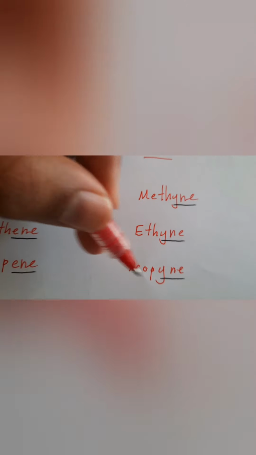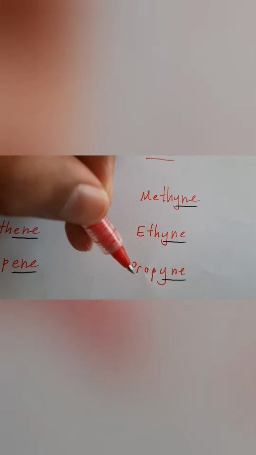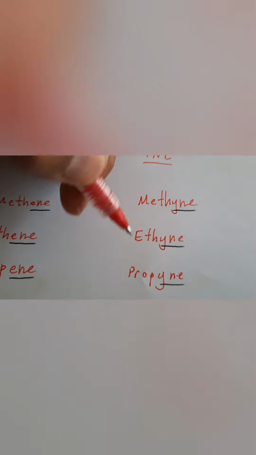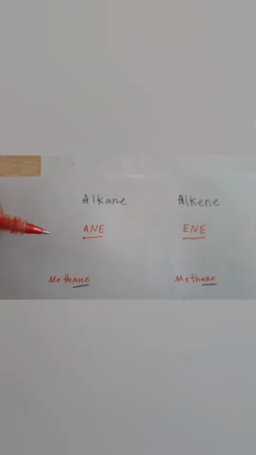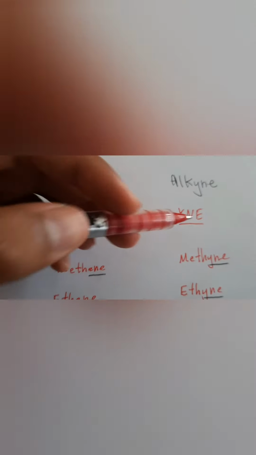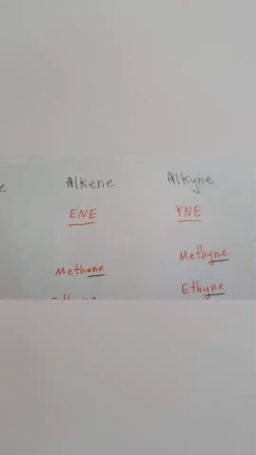Methine, ethine, propine, butine, pentine, hexine, heptine, octine, nonine, decyne, all of them like that. So for alkanes, A and E, alkenes E and E, and alkynes Y and E.